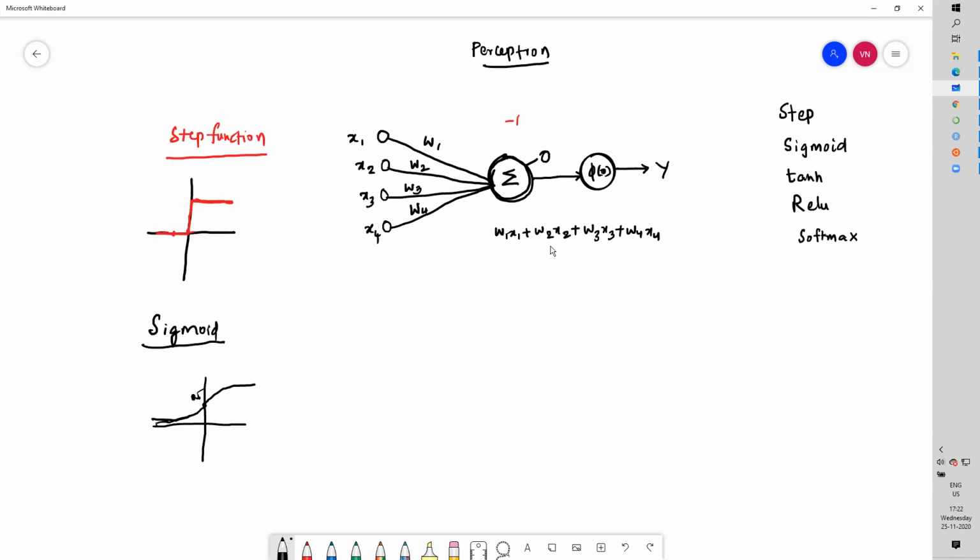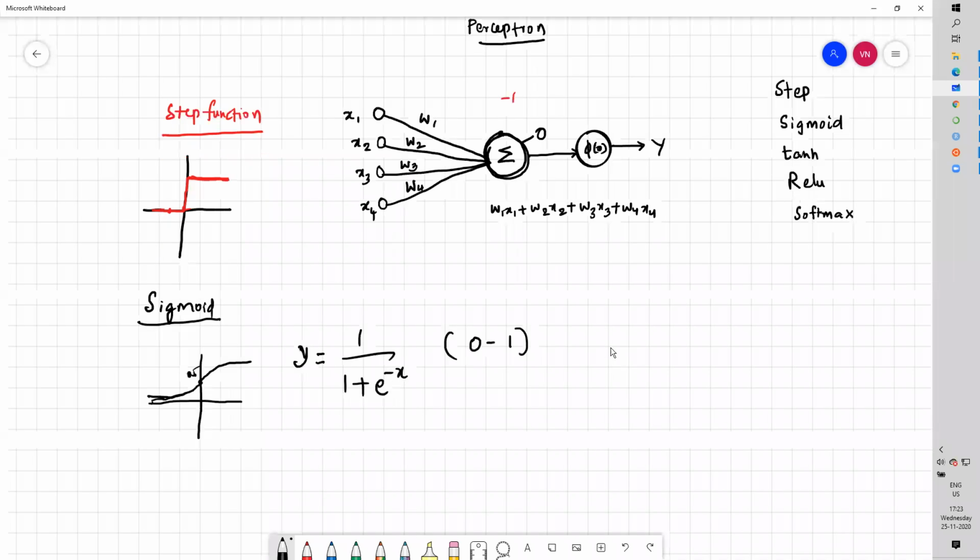So this can be written in the form of an equation. Output y is equal to 1 by 1 plus e to the power of minus x. So whatever be the input, the output is y equals 1 by 1 plus e to the power of minus x. This function is called the sigmoid function, and it will always give you an output between 0 and 1. And because it gives you an output between 0 and 1, this can also be treated like a probability. And that's why the sigmoid function is a very popular and commonly used activation function.